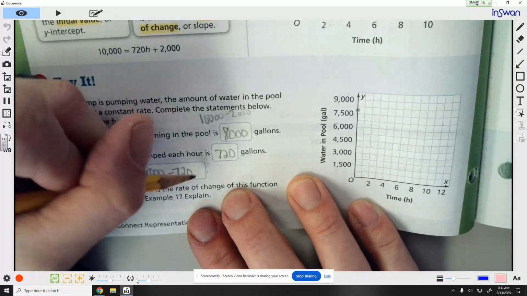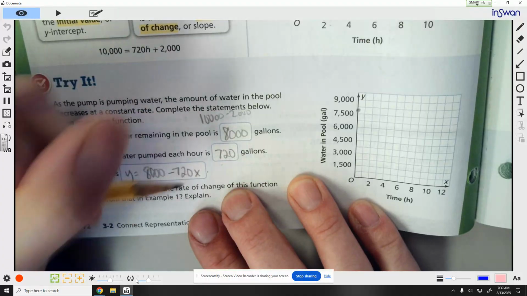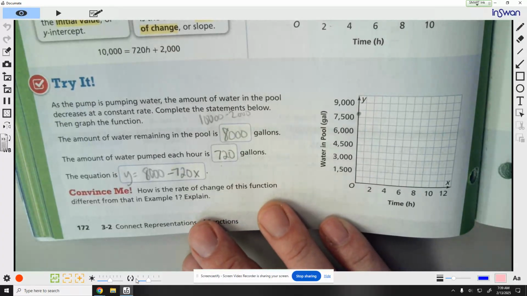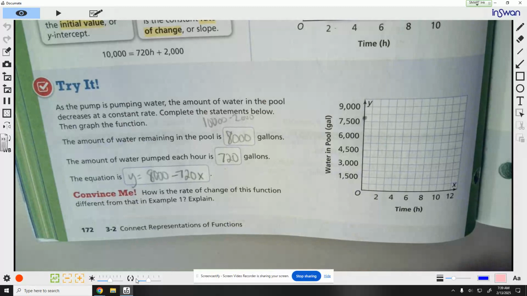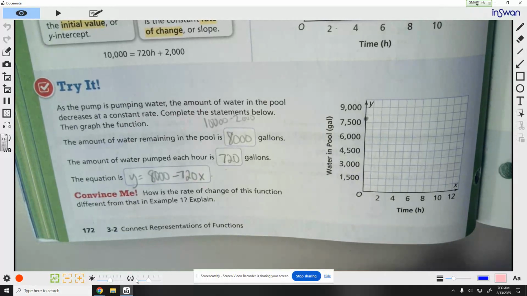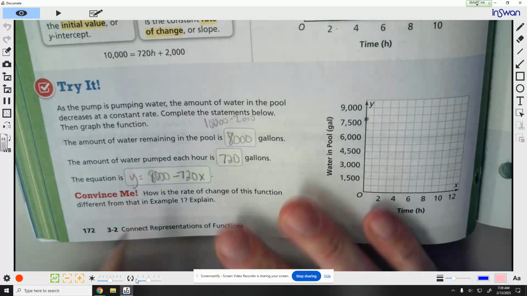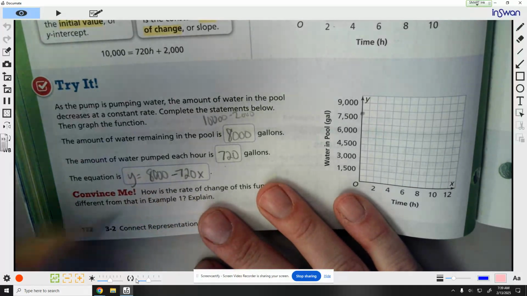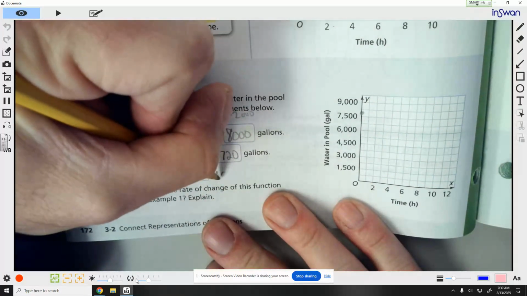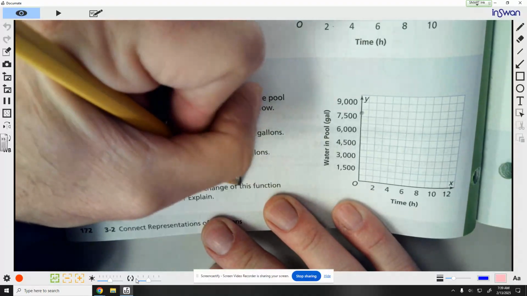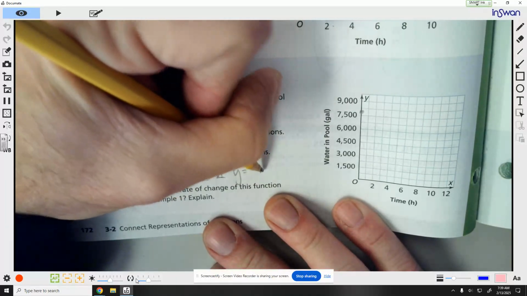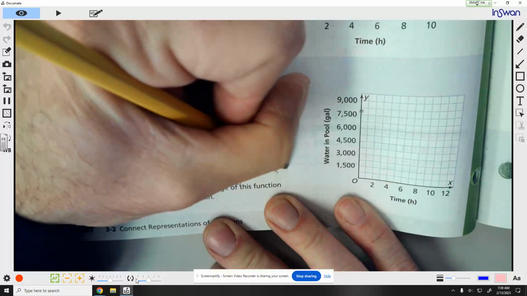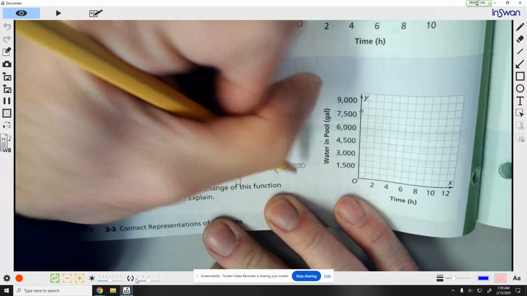And then we have to add our variable on here. We can use x. You could use t for time. You could use h there. It really doesn't matter what variable you use. So our equation would be y equals 8,000 minus 720x. Or we could flip that around. We could say y equals negative 720x plus 8,000.